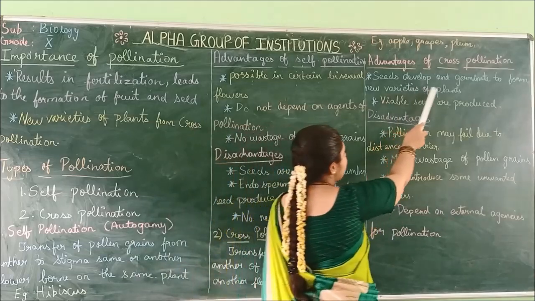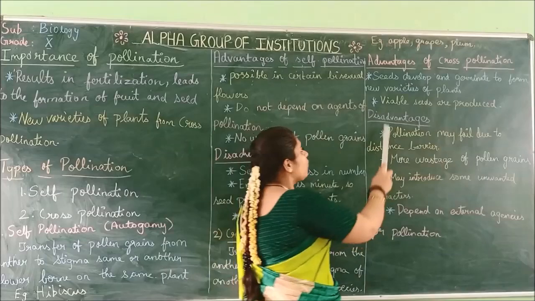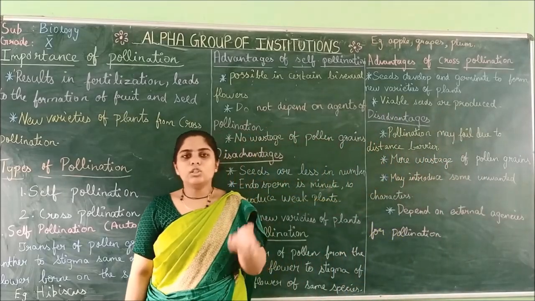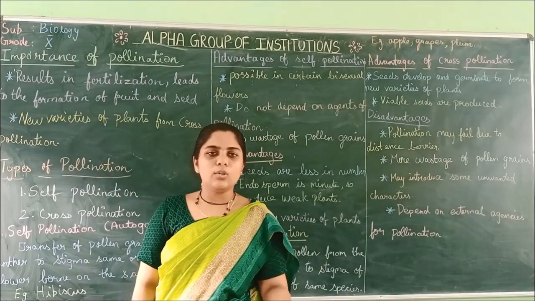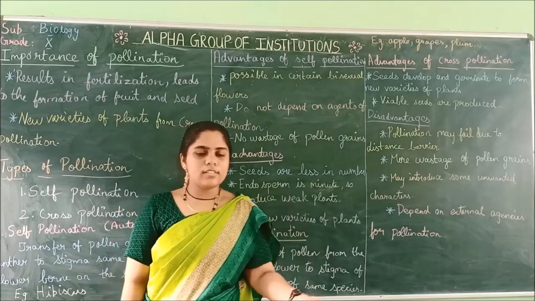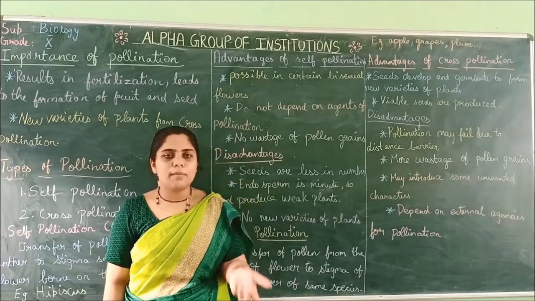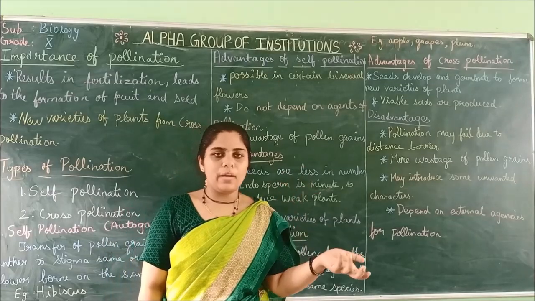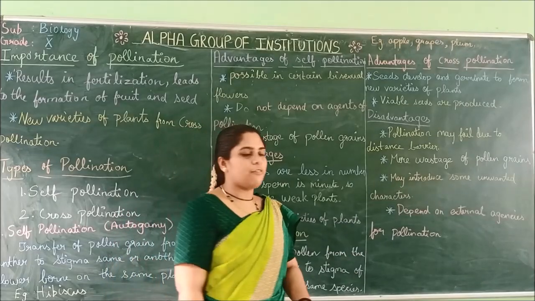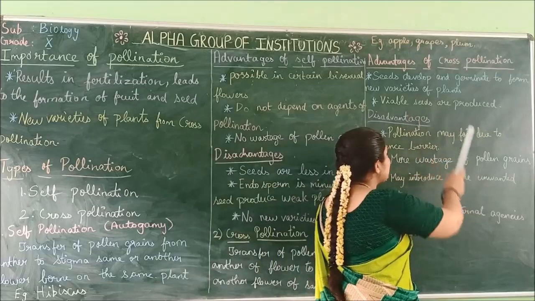Seeds develop and they germinate to form new varieties of plants. Next, viable seeds are produced. Viable seeds means those which have the ability to germinate. So, if we sow the seed, it has to grow. Then only it is called a viable seed. When it has the ability to germinate and grow into a new plant, then it is called a viable seed. Such seeds are produced in cross pollination.